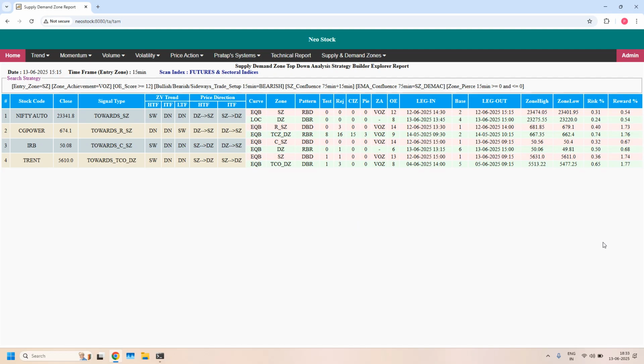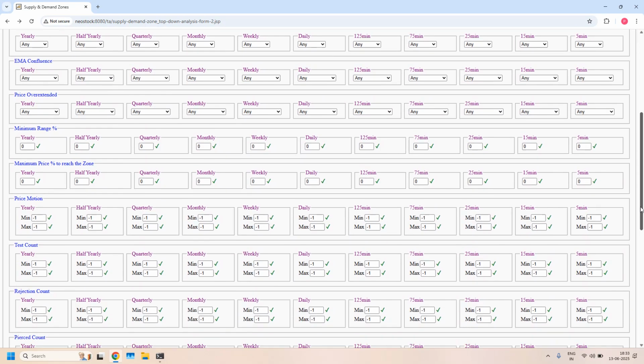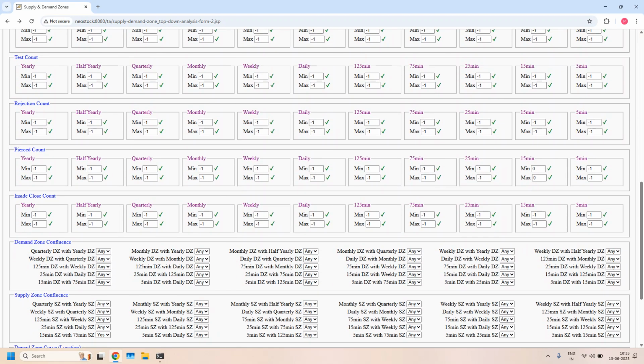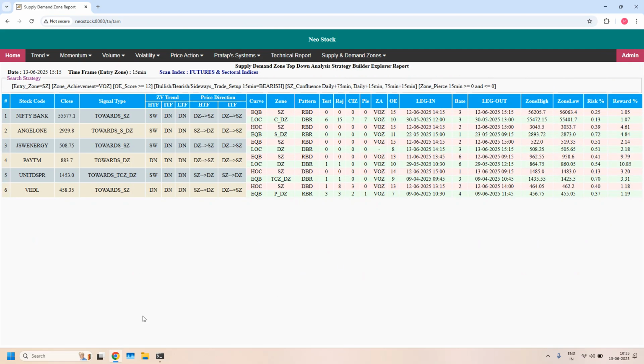Okay, next let us look into LTF, ITF and even HTF supply zone confluence supported stocks. That means 15 minutes, 75 minutes and daily supply zone confluence. Removing EMA filter, supply zone confluence, 3 filters we have to set. First filter is already enabled. Next 15 minutes and daily supply zone confluence. 75 minutes and daily supply zone confluence. Enabled all the 3 filters. With this, we got 6 stocks.